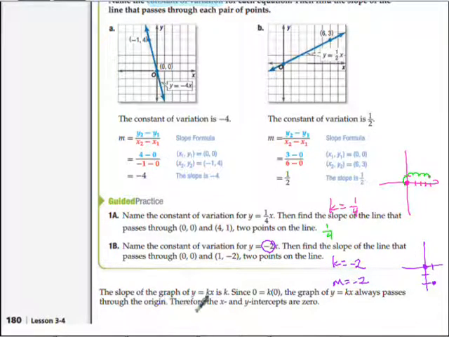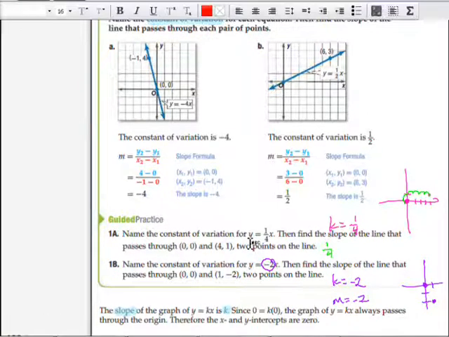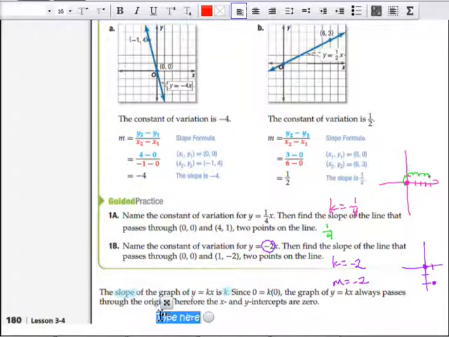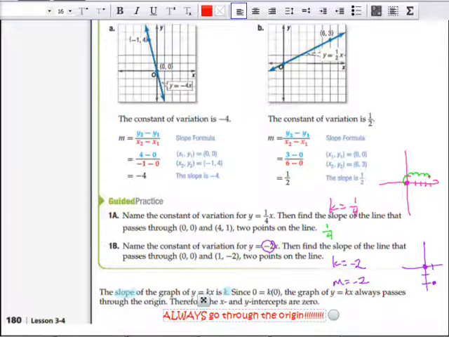The slope of the graph y equals kx is k. So this is where they're getting to the point. K and the slope are the same thing. Since 0 equals k times 0, the graph of y equals kx always passes through the origin. Therefore, the x and y intercepts are always 0. This is like a big key for direct variations. They always have to go through the origin. Always, okay? But make sure I wrote that down.